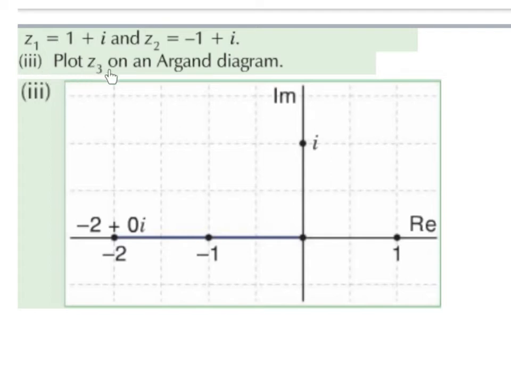Part 3. Plot z3 on an Argand diagram. Well, we worked out z3 to be minus 2 plus 0i. So we go to minus 2 on the real axis and 0 on the imaginary axis. So we plot the point minus 2 plus 0i. So this is z3, and it's actually on the real axis.